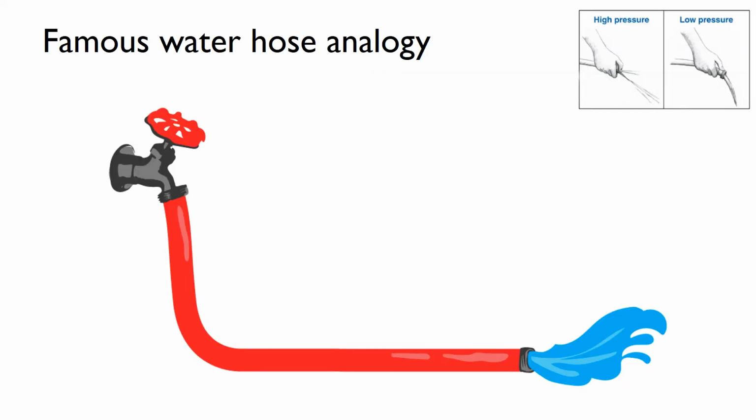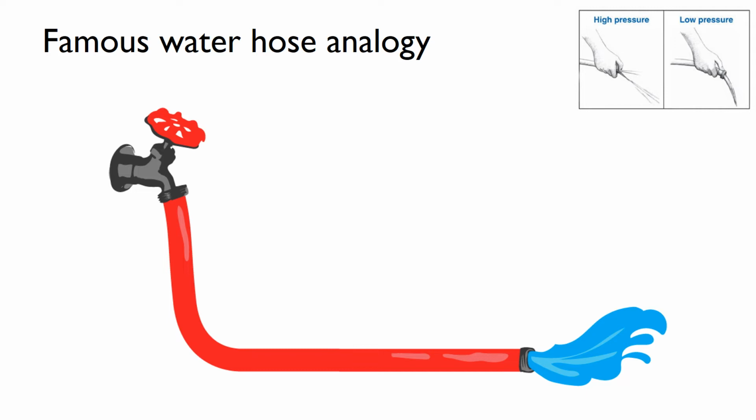Which leads us to what is called the famous water hose analogy. This is a famous way that you can conceptualize squeezing or dilating the efferent and afferent side of the arteriole, and what impact that has on pressure. If you have high pressure coming out of a hose, then water is going to spray. If you have low pressure coming out of a hose, water trickles out.